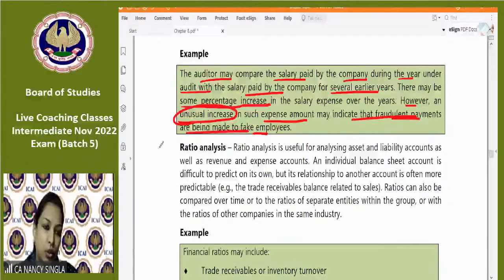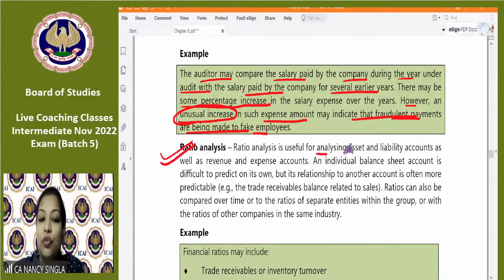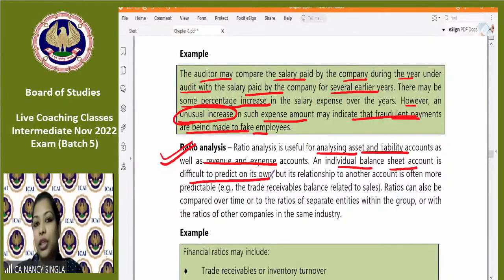Ratio analysis, so you all know. Comparing the various ratios is useful for analyzing asset liability accounts as well as revenue expense. Okay? An individual balance sheet account is difficult to predict on its own. If you remember, I gave you the example of debtors. Last year debtors 10 lakh, this year 20 lakhs. But if you compare them as a percentage of sales, then you can analyze.